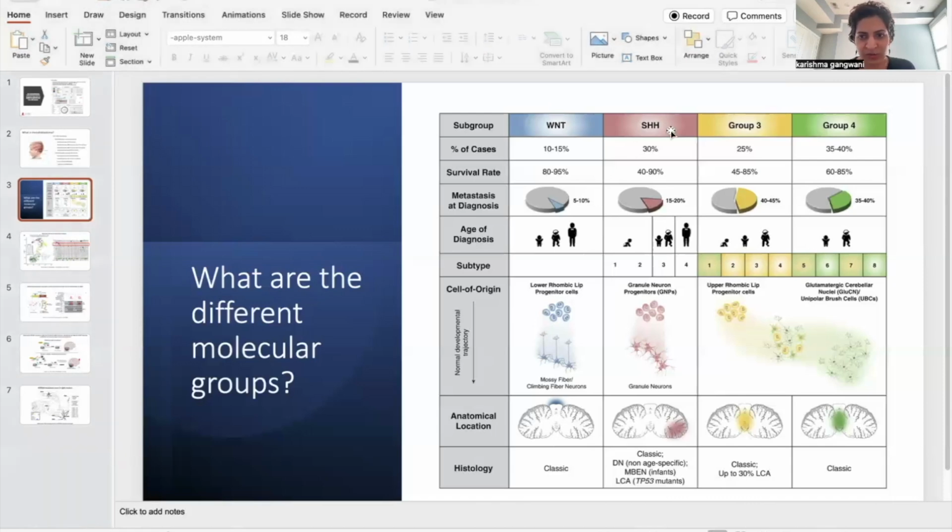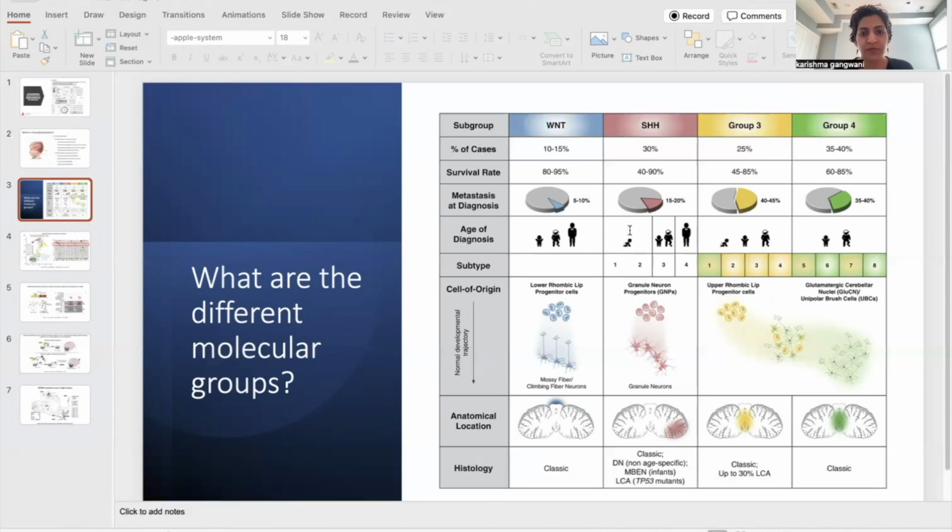The next one is the sonic hedgehog, which is in red. And these account for about 30% of all the medulloblastoma. These tumors are also found in infants under 4 years old and adults over 16 years old. So, either end of that spectrum. But they can also occur in children in between that age group. These are characterized by mutations in genes involved within the sonic hedgehog pathway, such as PTCH1, SUFU, or SMO.